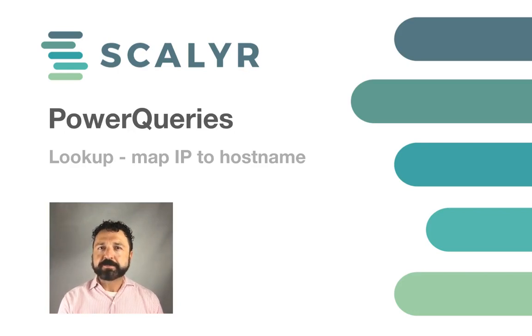The lookup command can be used to retrieve values from a lookup table contained in a configuration file in your Scalar account. The example we're going to use here is to look up host names from IP addresses. This is a great example of matching against a static data set. This data is configured from within the Scalar UI.